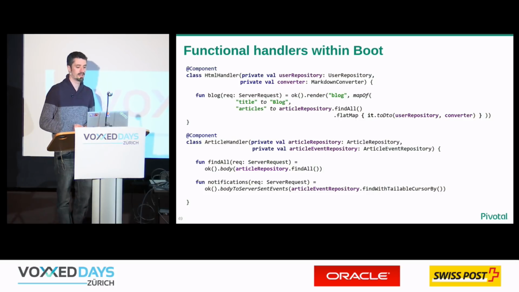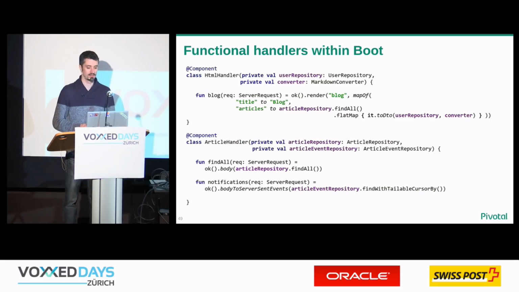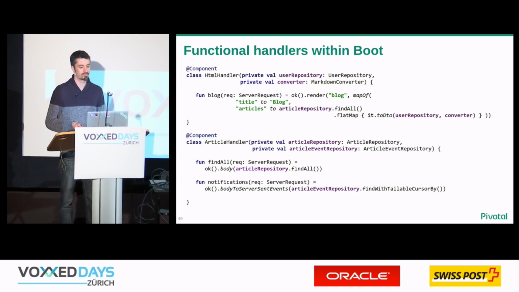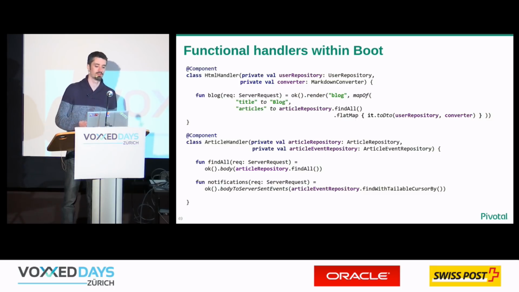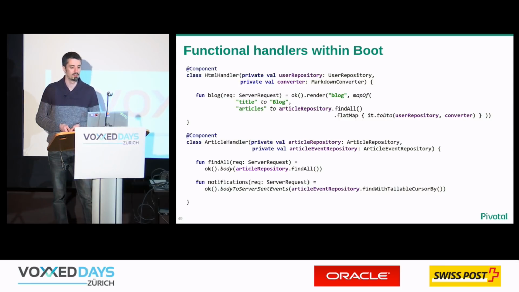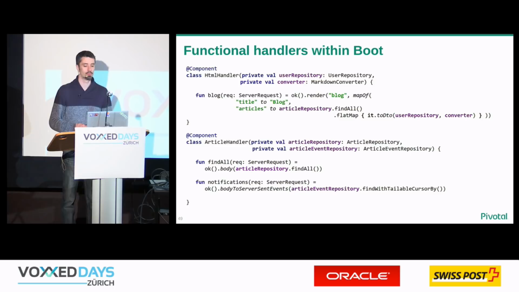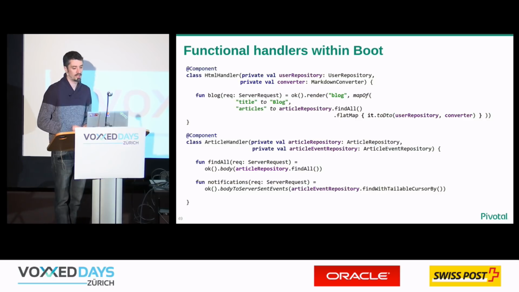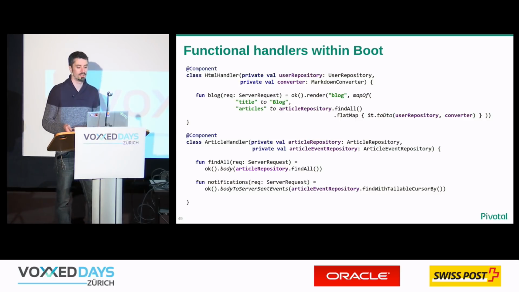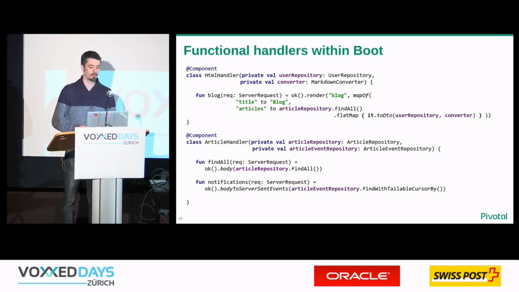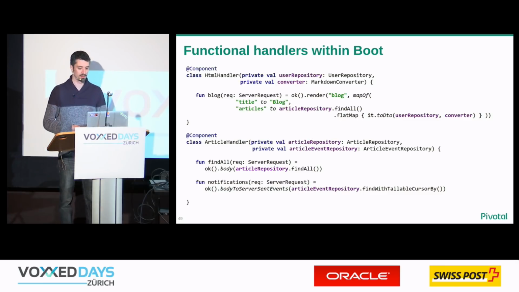On the handlers side, you will inject services or repositories, and then handlers are just functions that take a server request as input and return a Mono of server response, so a kind of future or promise of server response. We provide an API to make it easy to render specific templates, render JSON, and call server-sent events, and you will use repositories and services that you have injected into your handlers, and those are regular components.